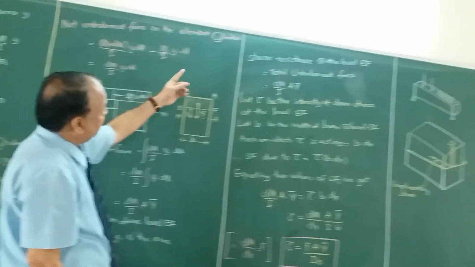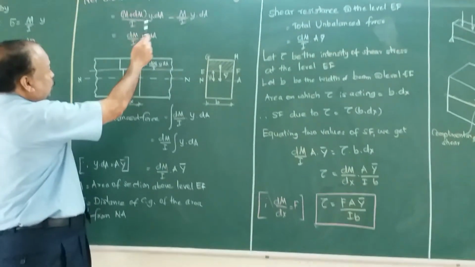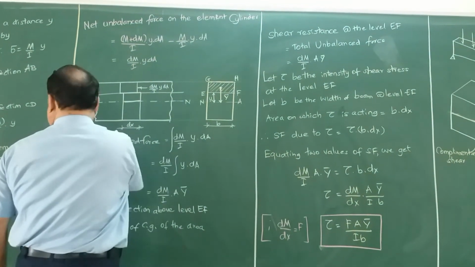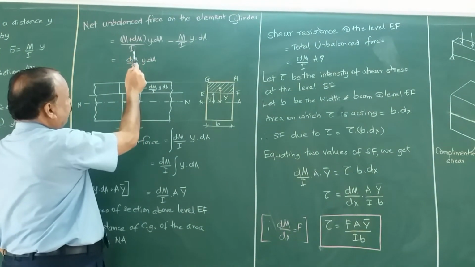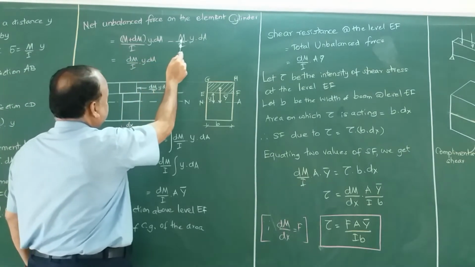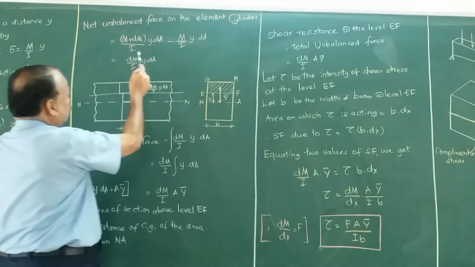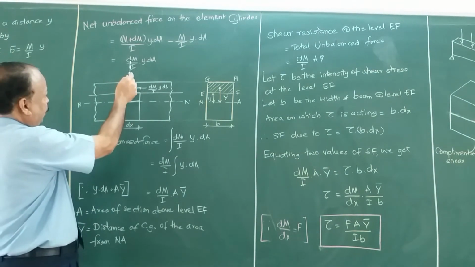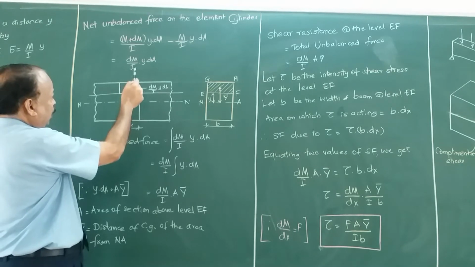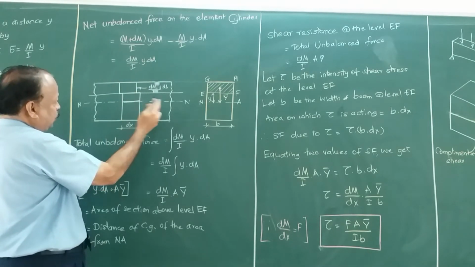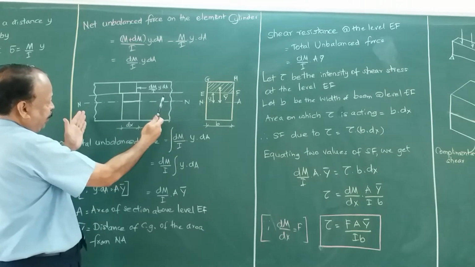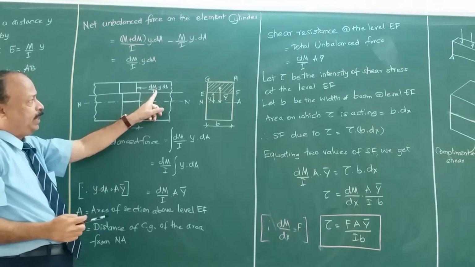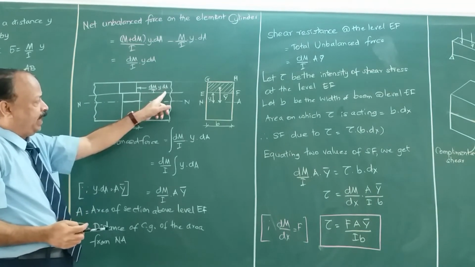The net unbalanced force on the elemental cylinder will be the difference of these two forces. That is M plus dM divided by I into y dA minus M by I into y dA. So the net unbalanced force will be dM by I into y dA. Here, if I take this length of the beam, this element is pushed by the unbalanced force dM by I into y dA.